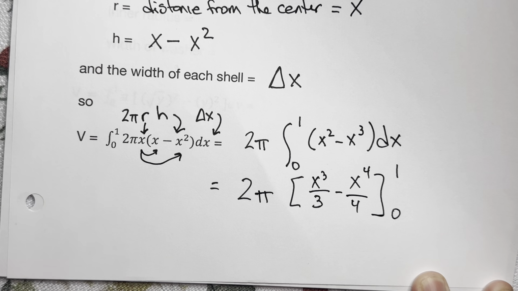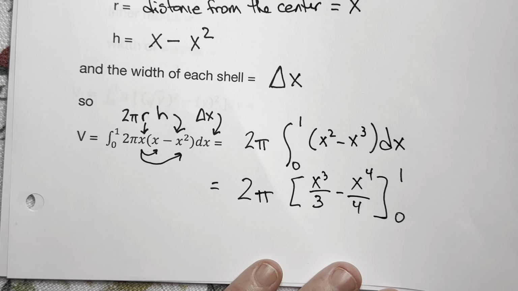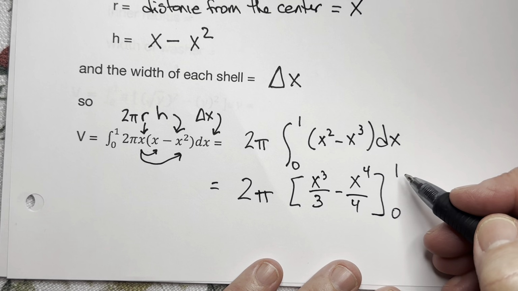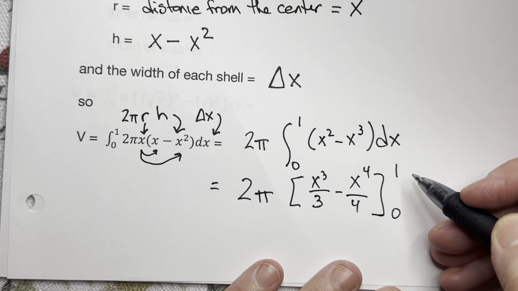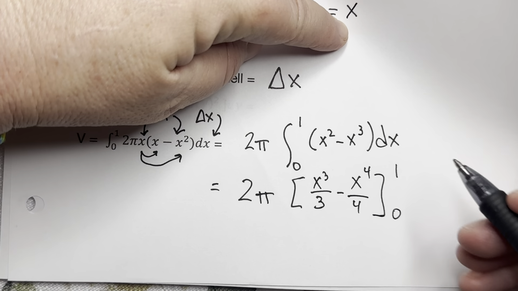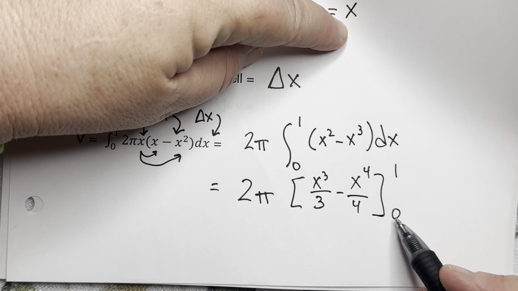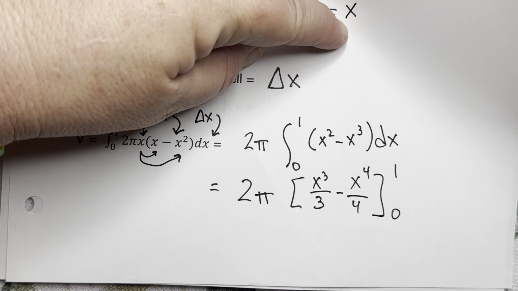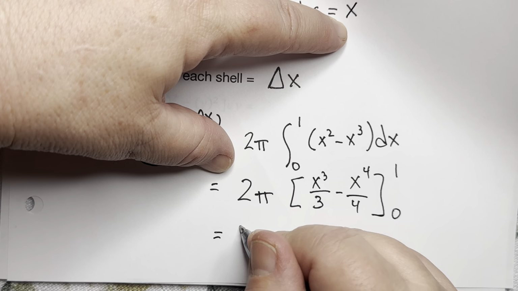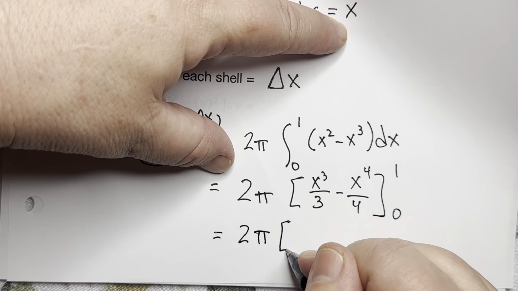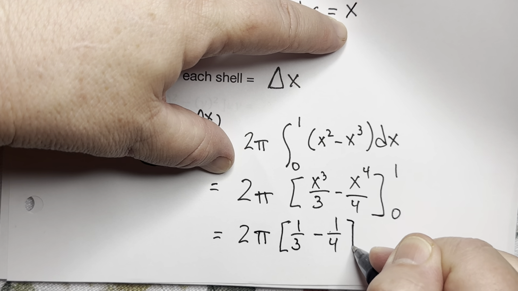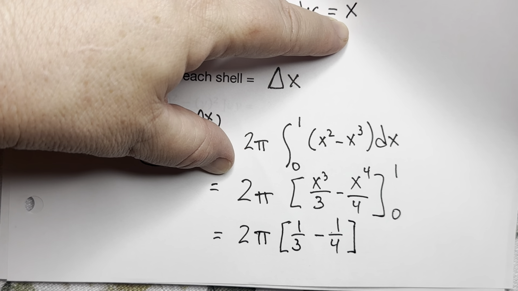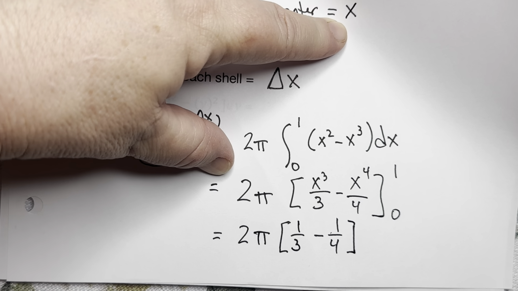I check in with myself. I say, yay! Isn't 1 lovely? Don't we love 1? 1 is so much easier than 2 or 12 or 143. And then we think about it. We go, well, when I plug in 0, I'm just going to get 0. So all I need to worry about is 2 pi times 1/3 minus 1/4, because I plug in the 1s.